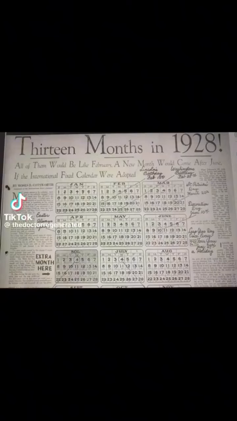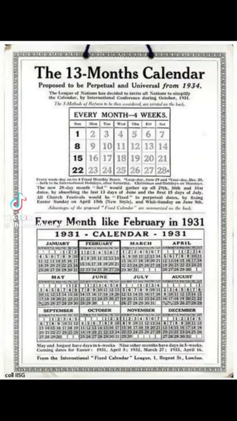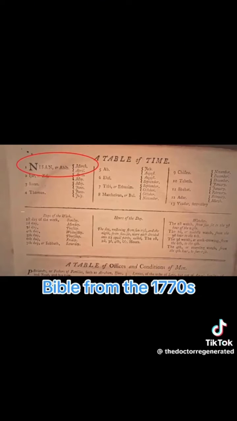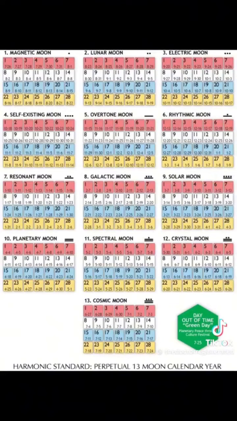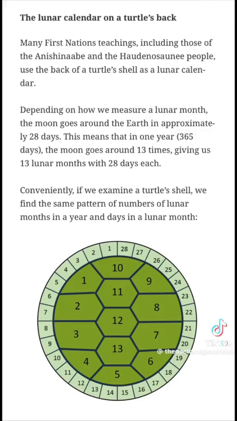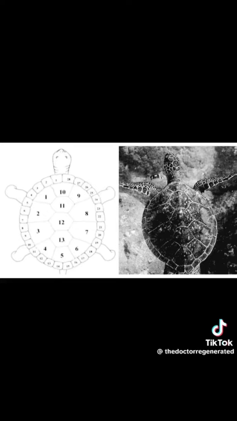This is why I've said the dates that they are giving us are incorrect. We used to have 13 months, 28 days, and 1 day of rest, even in the Bible. So look, we have 13 lunar cycles of 28 days, 13 zodiac signs. Every turtle shell you'll find, 13 sections in the middle, and 28 notches along the side, all to keep us disconnected from these natural cycles of our realm.